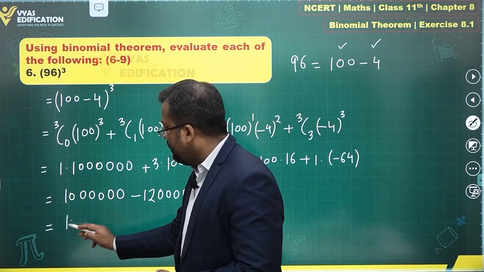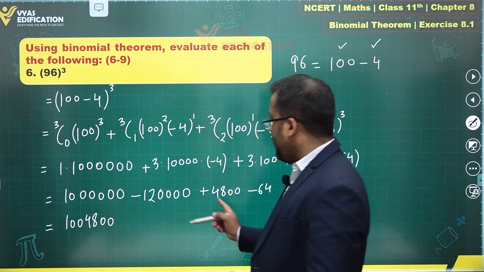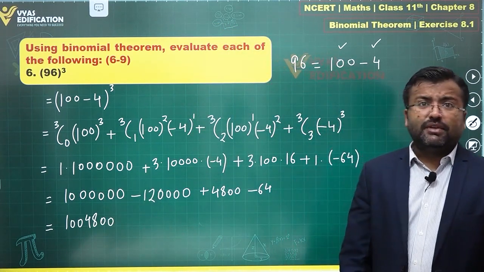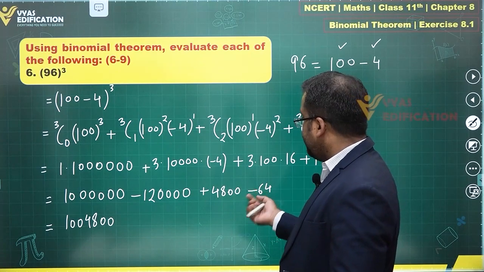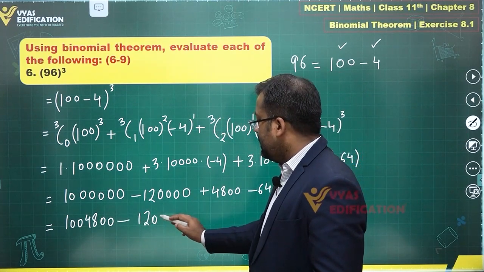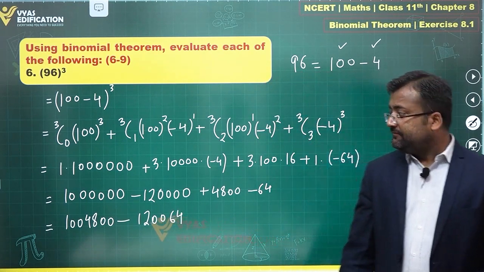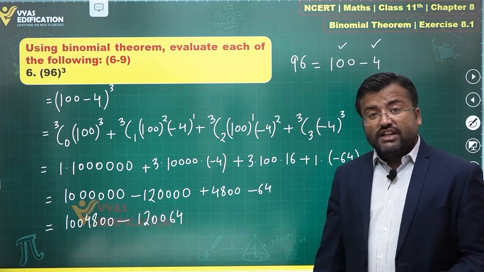So you'll have 1004800 over here when you add this and that. That's pretty simple. What next? You add these two after taking a minus common, and what you get is 120064. Is that okay? Yes. Once you're through with this much, what next?